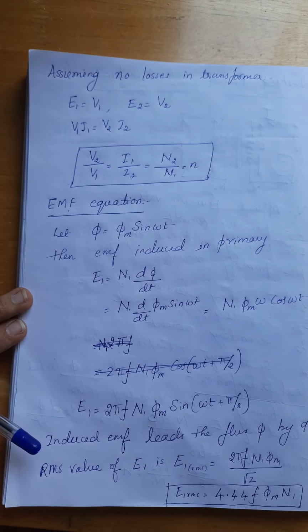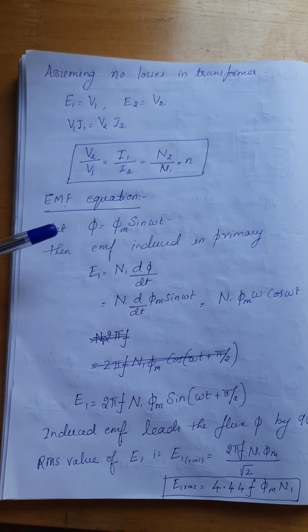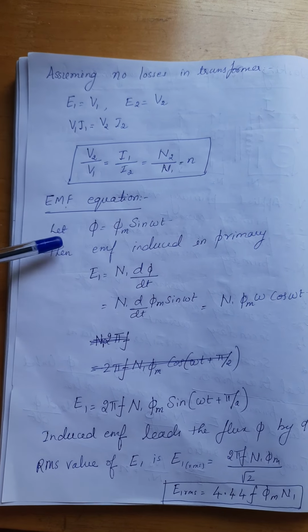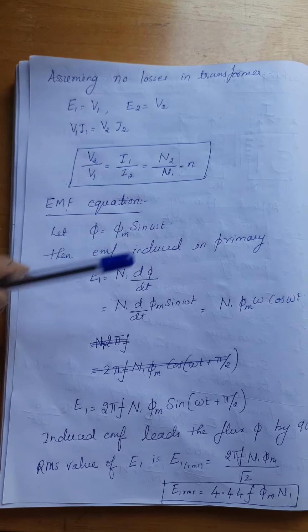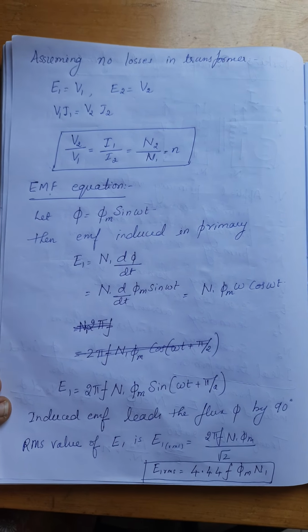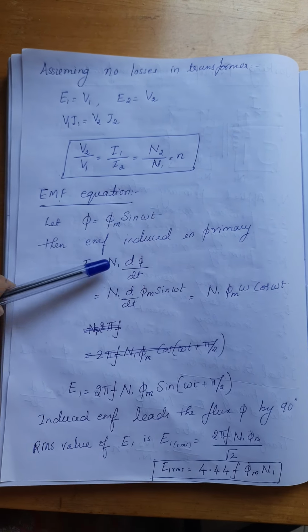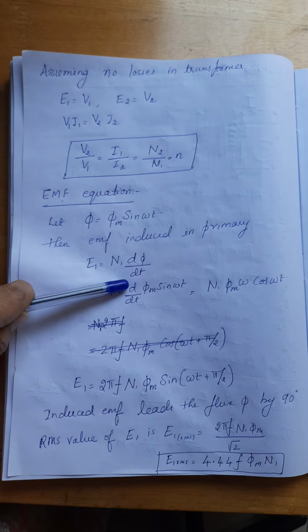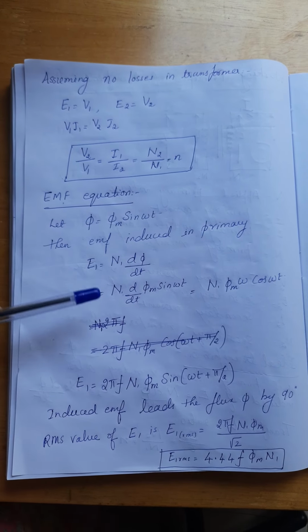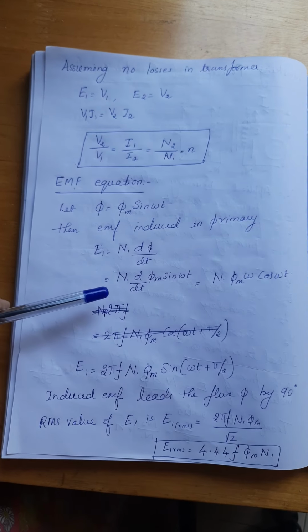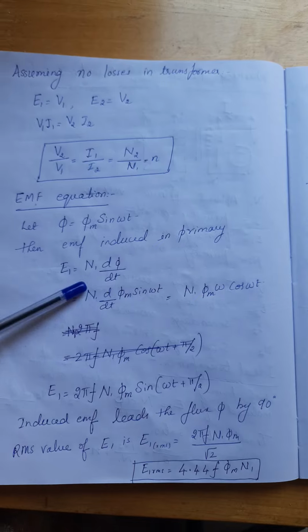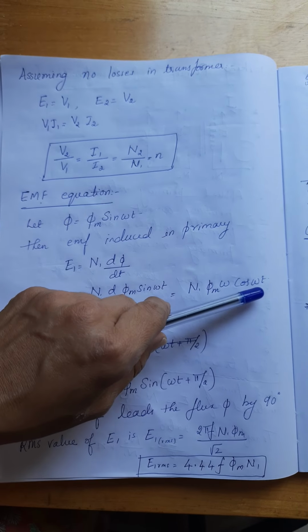Now, let us find out the EMF equation for a transformer. Let us assume phi is phi m sin omega t, that is, sinusoidally varying. Now, the induced EMF is N1 into d phi by dt. Substitute the value of phi, and after differentiating you will get E1 is N1 phi m omega cos omega t.